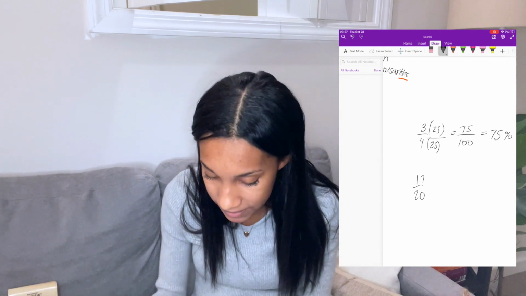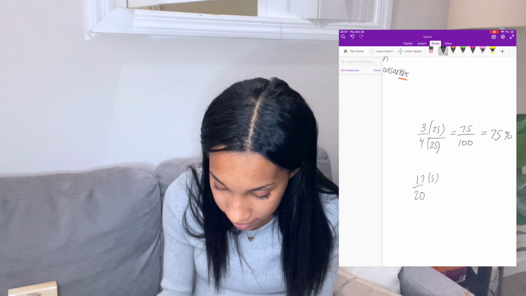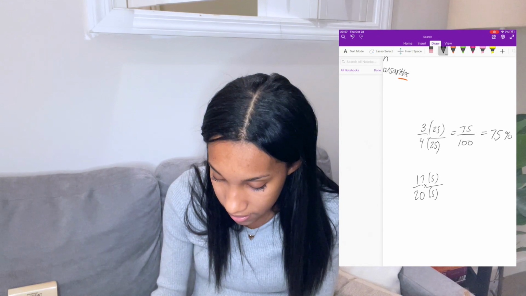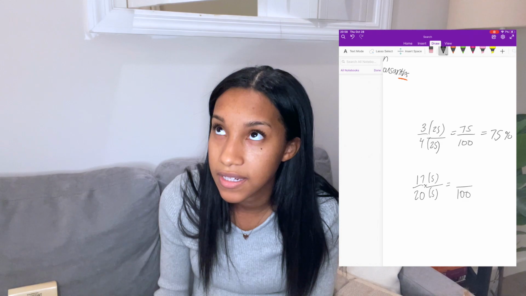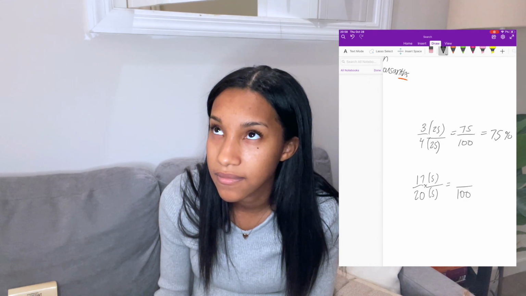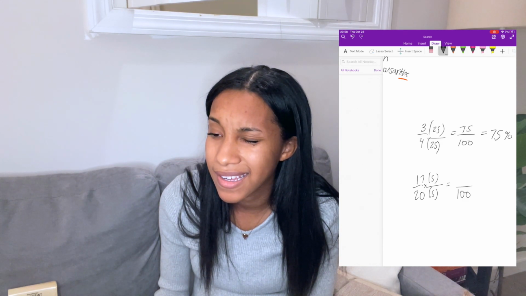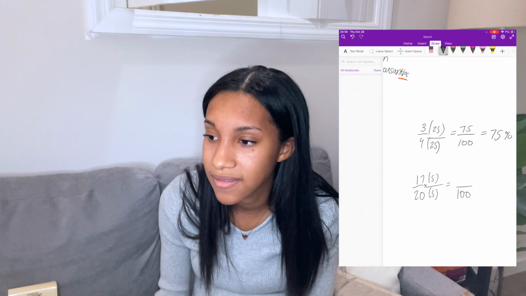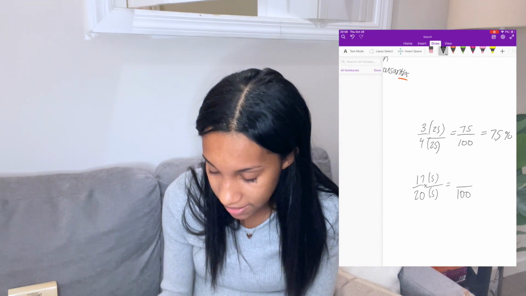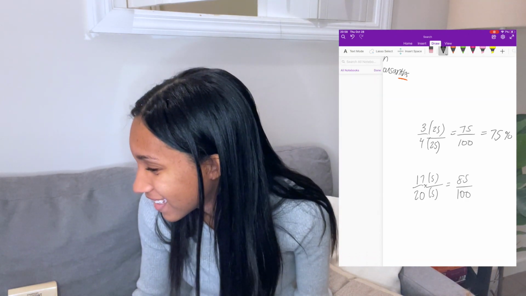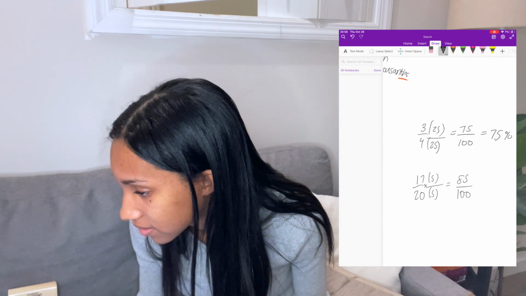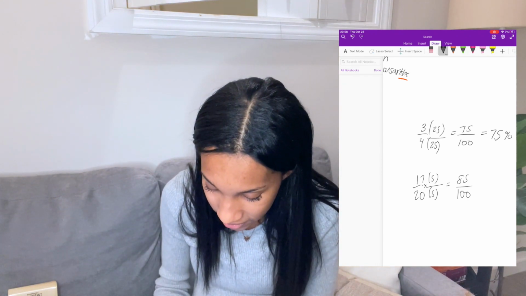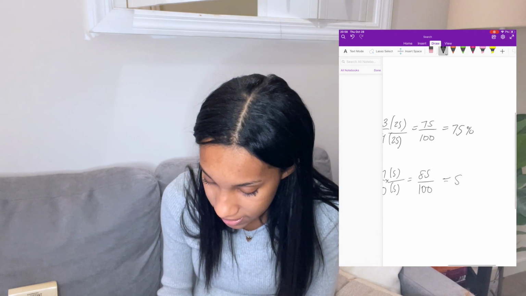20 goes into 100 5 times. So you're going to multiply top and bottom by 5 over 5. So that's going to equal 100. If I have 17 nickels, how many? What is that, like 85? I think we're going to say 85. I'm going to put it in really quick. I might be wrong. Oh no, it's 85. Okay, cool. So 85 over 100 equals 85%.